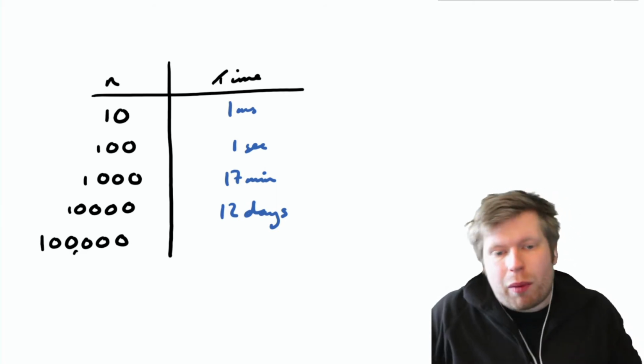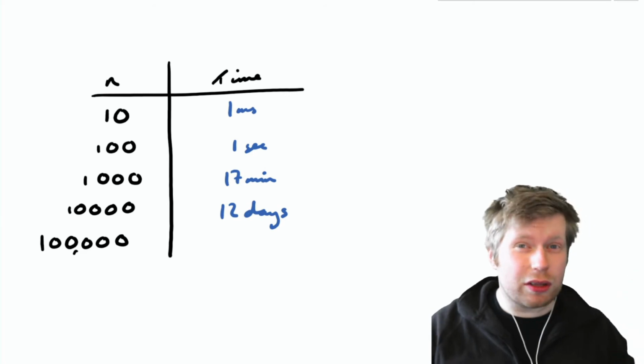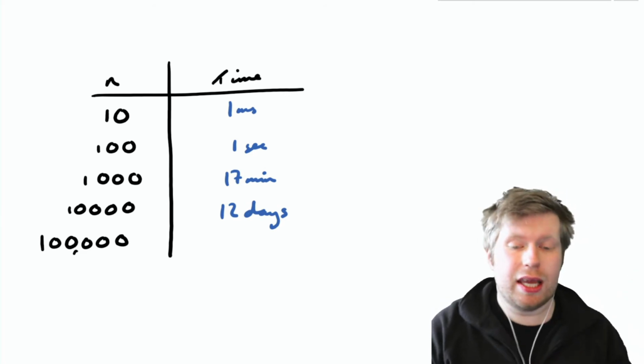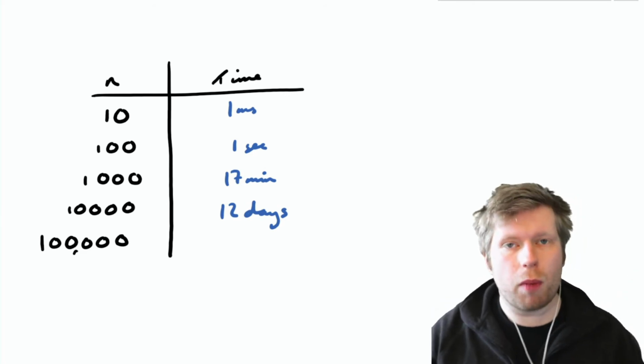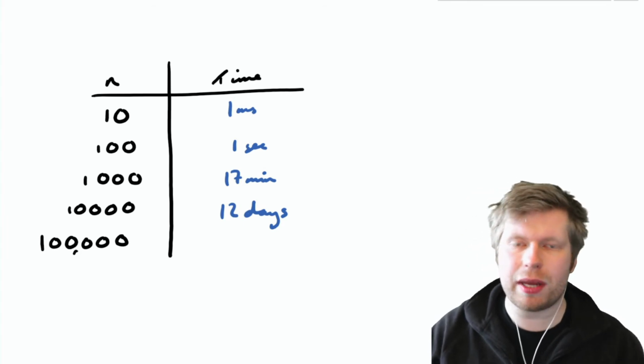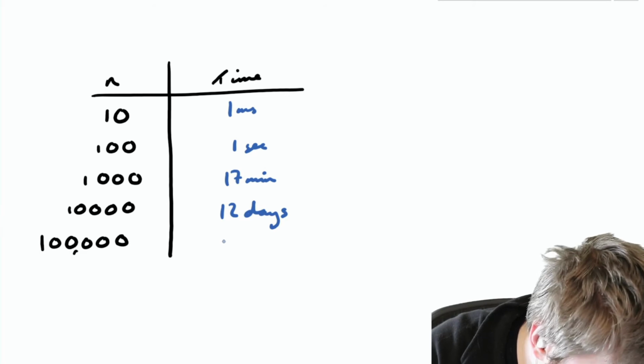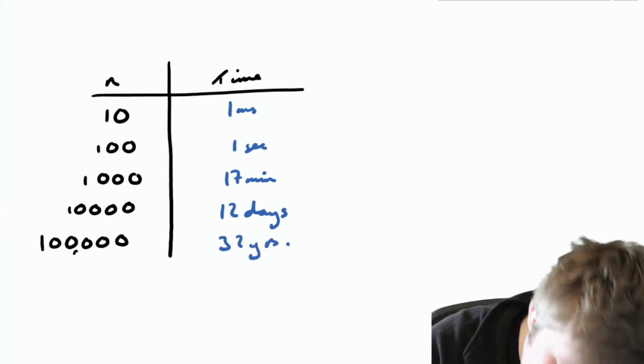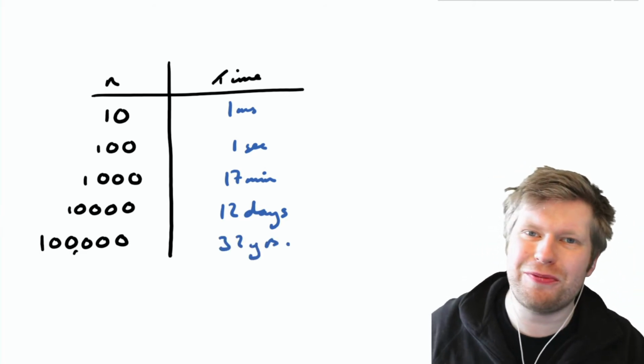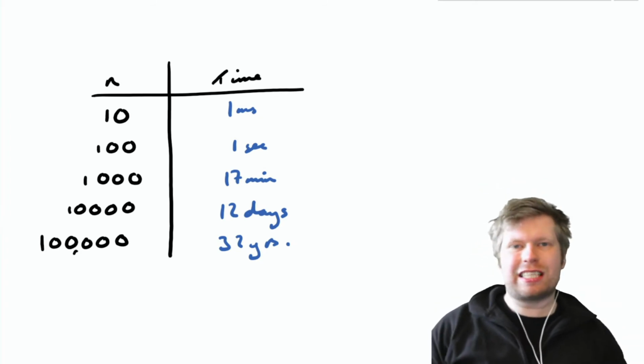And just to illustrate my point, with 100,000 unknowns, and that is not unheard of actually, for my computer to solve that many equations, I am expecting it's going to take in the region of 32 years. Now clearly, I'm not going to be waiting until my 50s in order to solve this system of linear equations.